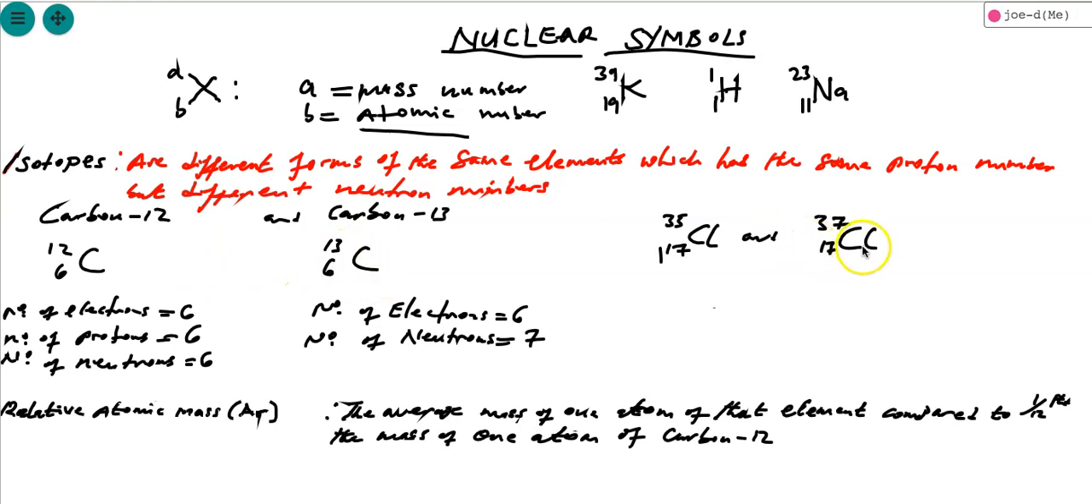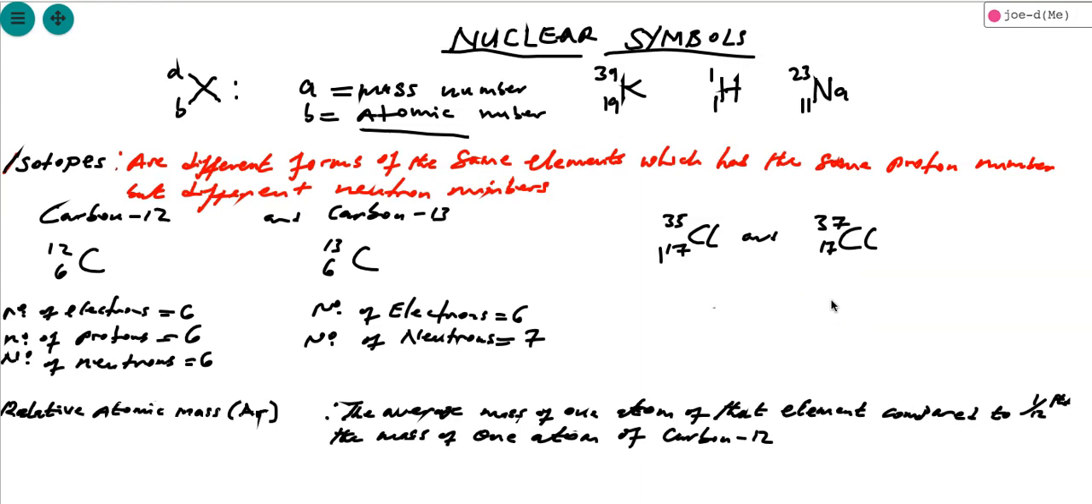Now let's look at chlorine. We also have chlorine-35 and chlorine-37. These are also different types of isotopes you come across. Chlorine-35 has an atomic number of 17, and chlorine-37 also has 17. They will therefore have different neutron numbers, okay, and therefore have different mass numbers.